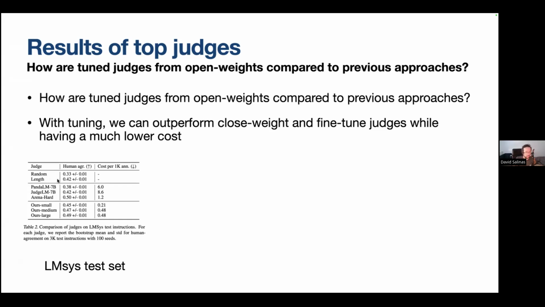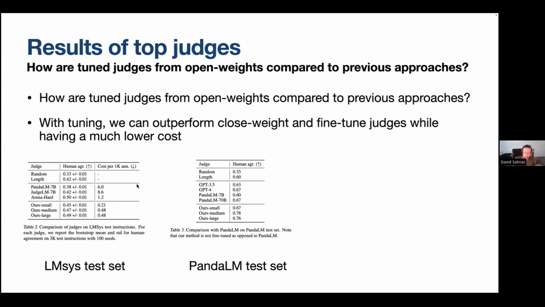Length just picks the longest answer, and this is actually much better than random, which is interesting. Humans tend to prefer longer answers. That's just the case. And you can see some baselines that don't outperform this simple length baseline. And for the model that we propose, the largest would be the fair comparison, running against a judge that runs a GPT-4 model. The confidence intervals overlap, but the cost is much lower.